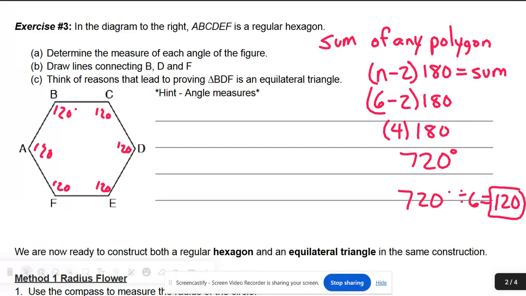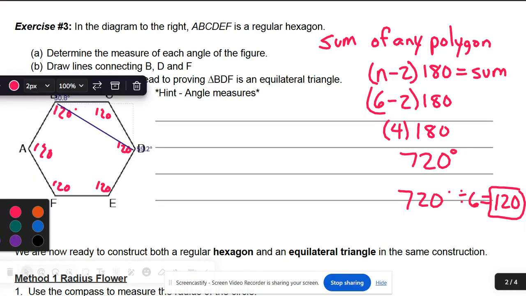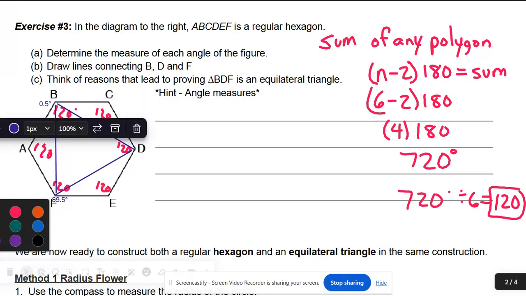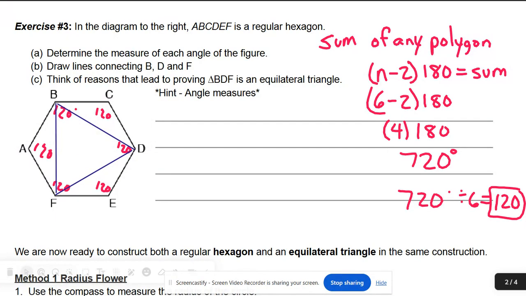If we connect some straight lines, connecting those points, connecting B and D and D and F and B, what you'll notice, maybe not right away, is that obviously we get a triangle. Why would it be an equilateral triangle?